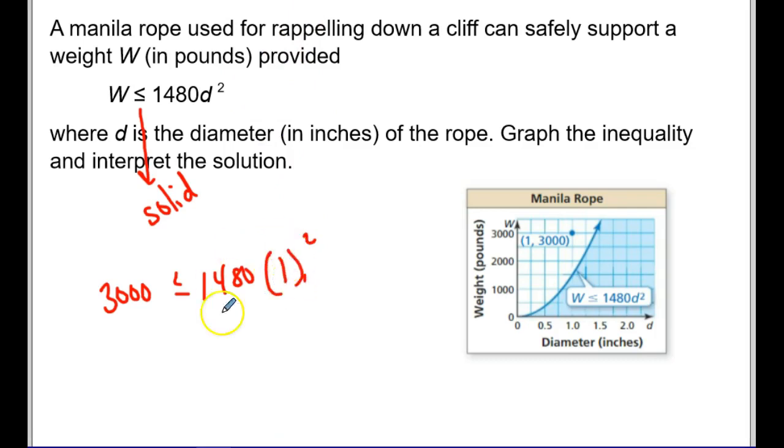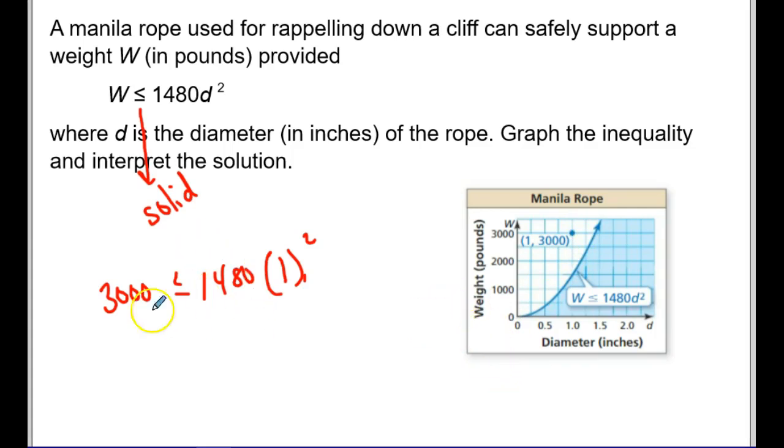Okay, so generally when you're picking points for your parabola, you want to pick points that are fairly easy to use. So here, a d value of 1 makes life pretty easy. That's also why I like to pick the origin often.